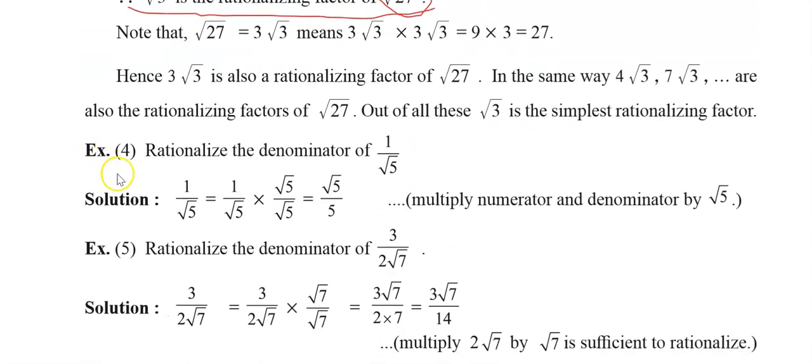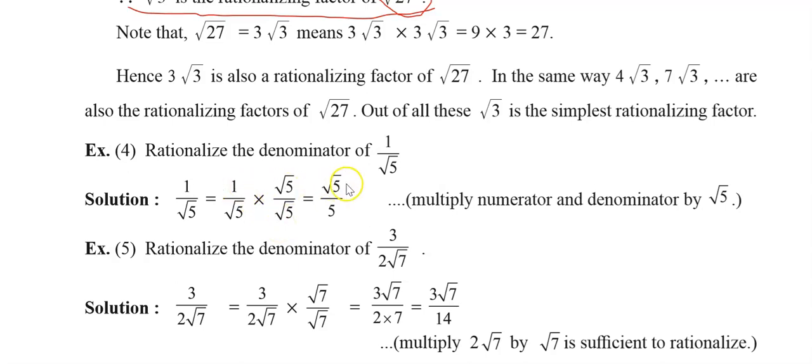Now next is to rationalize the denominator. Here the expression is 1 upon root of 5. Therefore, to rationalize the denominator, we will multiply the numerator and the denominator by root of 5.